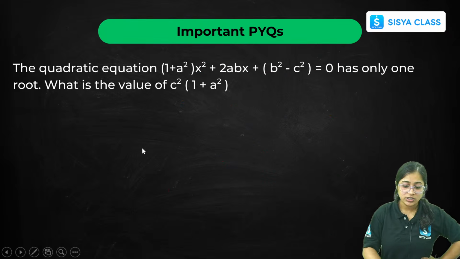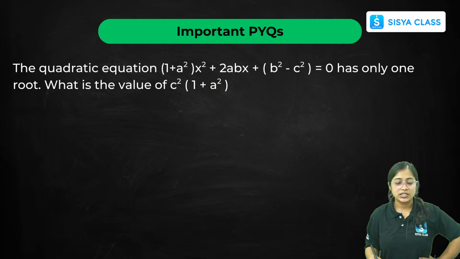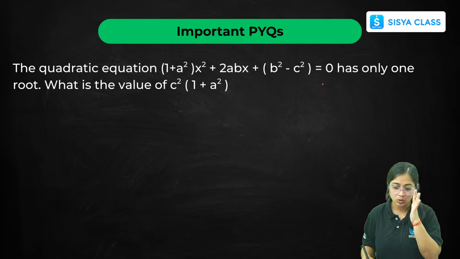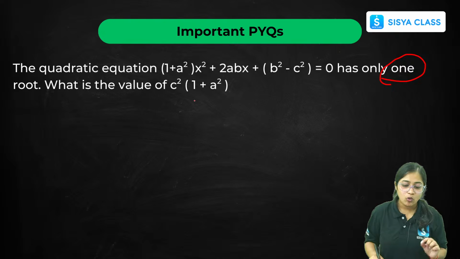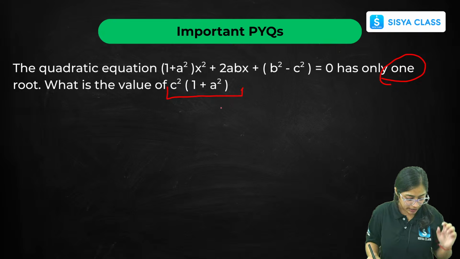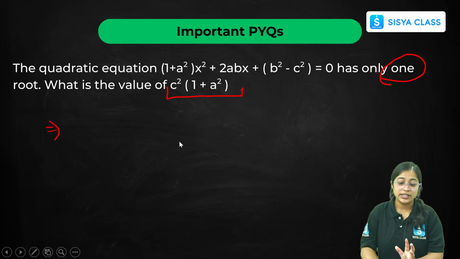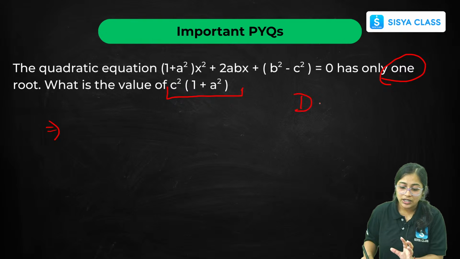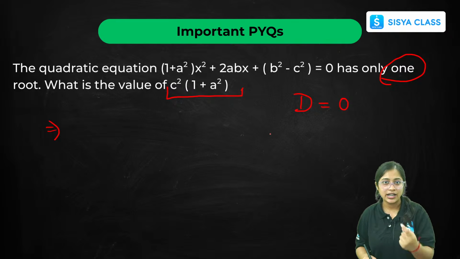So here the next question is, you have this quadratic equation 1 plus a square x square plus 2abx plus b square minus c square equal to 0, and it has only one root. Then what is the value of c square into 1 plus a square? So when we have one root in a quadratic equation, what was the condition for that? That the value of the discriminant should be 0, right? If the value of the discriminant is 0, we have one real and equal root.